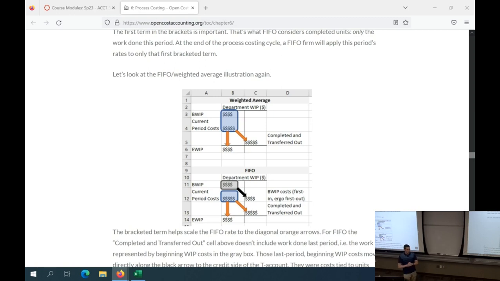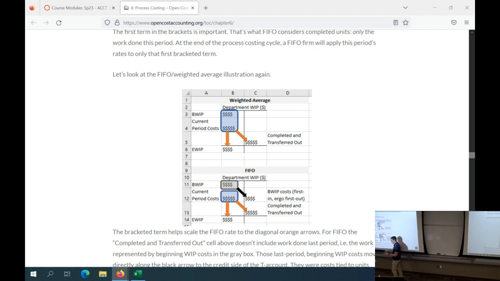Okay, so welcome officially to 6-3 and our FIFO week. We've had a lot of build up already into the differences between weighted average and FIFO. I think this is as clear as I put it. I've kept this illustration over the years despite various changes in how I say things. I think it gets at the point pretty well.